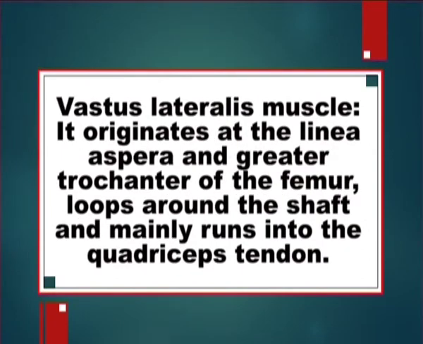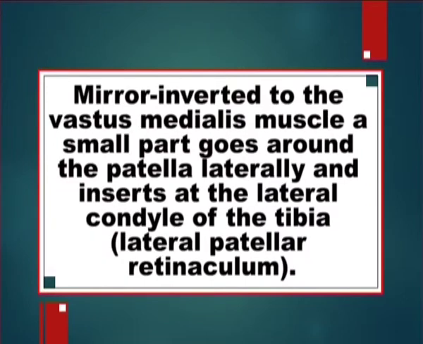Vastus lateralis muscle. It originates at the linea aspera and greater trochanter of the femur, loops around the shaft and mainly runs into the quadriceps tendon. Mirror inverted to the vastus medialis muscle, a small part goes around the patella laterally and inserts at the lateral condyle of the tibia. Lateral patellar retinaculum.